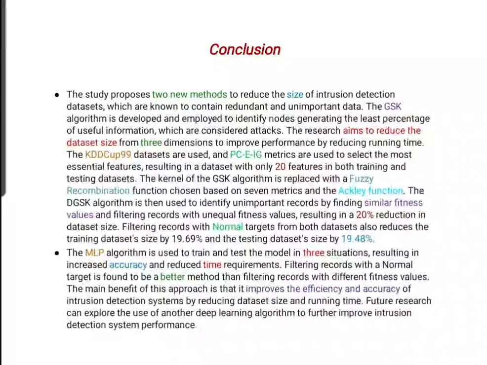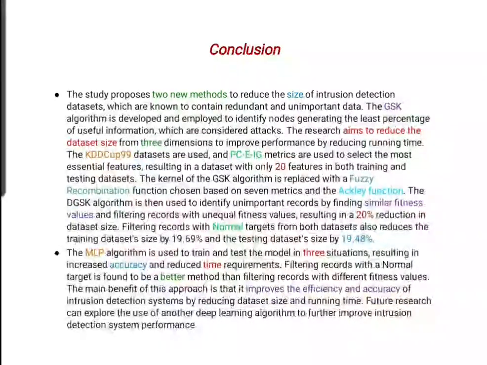The kernel of the GSK algorithm is replaced with a Busy recombination function chosen based on 7 metrics and the ACLI function. The developed GSK algorithm is then used to identify important records by finding similar fitness value and filtering records with an equal fitness value, resulting in a 20% reduction in dataset size. Filtering records with a normal target from both training and testing datasets also reduced the training dataset size by 19.69% and the testing dataset size by 19.48%.